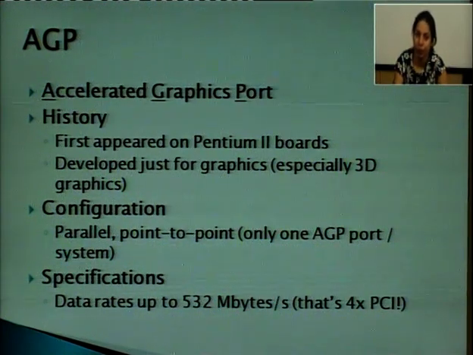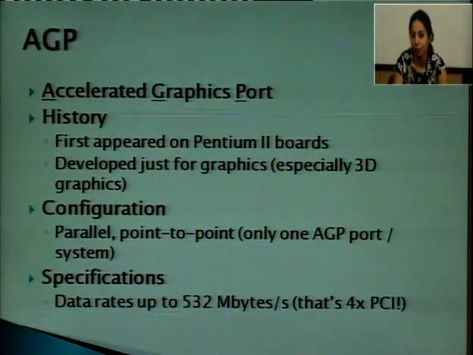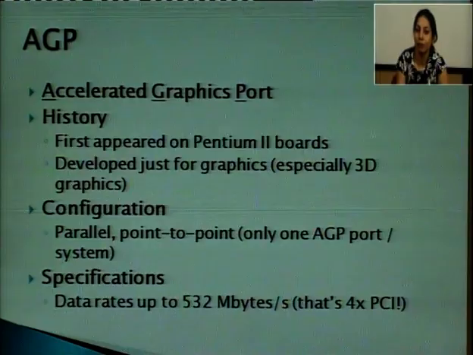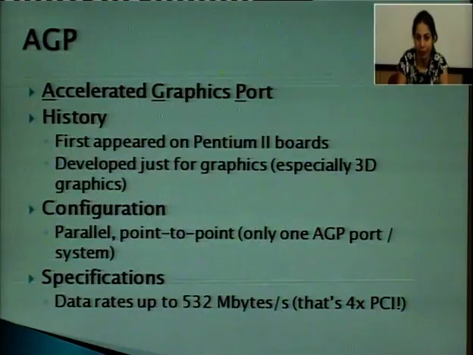The specification of the AGP port is that the data rate is up to 532 megabytes per second, which is nearly 4 times equal to the PCI. So, we can say the data carrying capacity of AGP, that is accelerated graphics port, is very high as compared to the PCI.